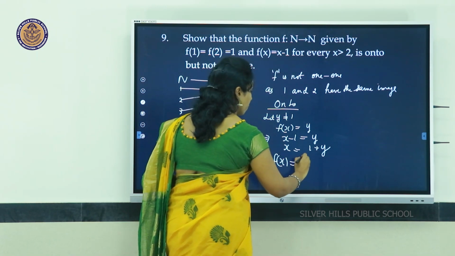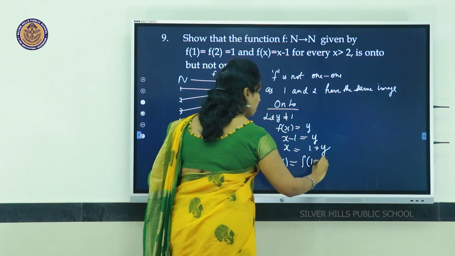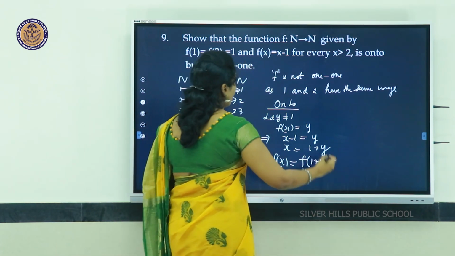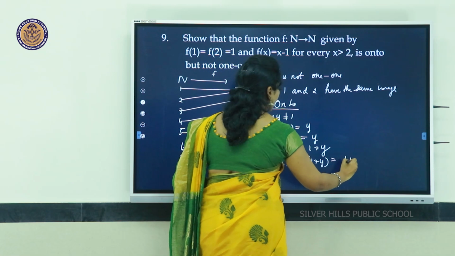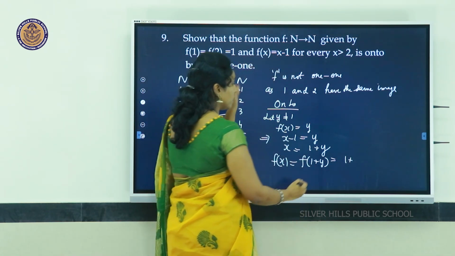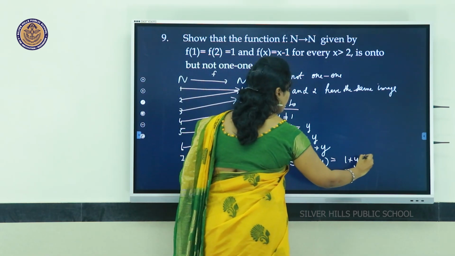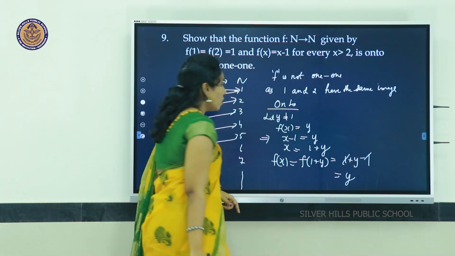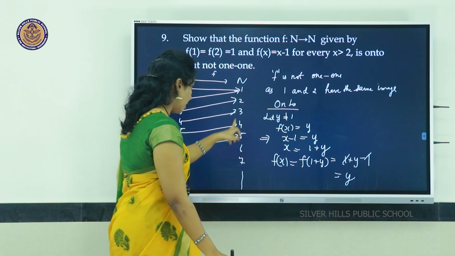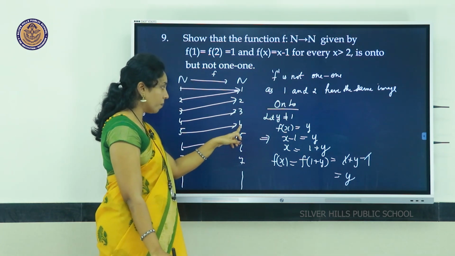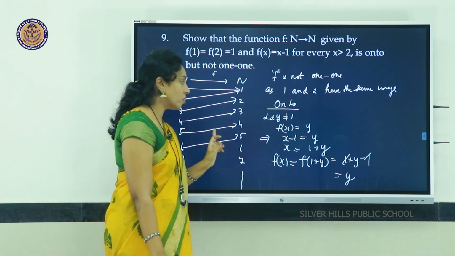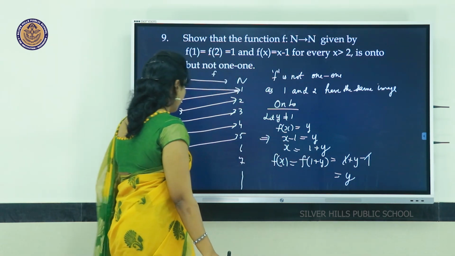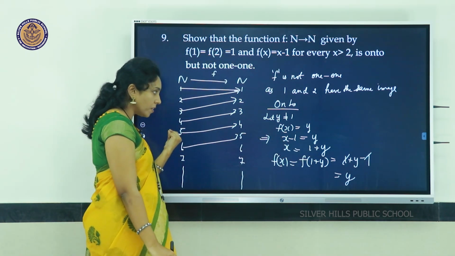is equal to f of 1 plus y is equal to, 1 plus y means in the place of x we give 1 plus y minus 1. So, I get the answer y. So, if any y you take here, suppose my y is 4, what will be the pre-image? It is 4 plus 1, that is 5, and it is evident from this figure.